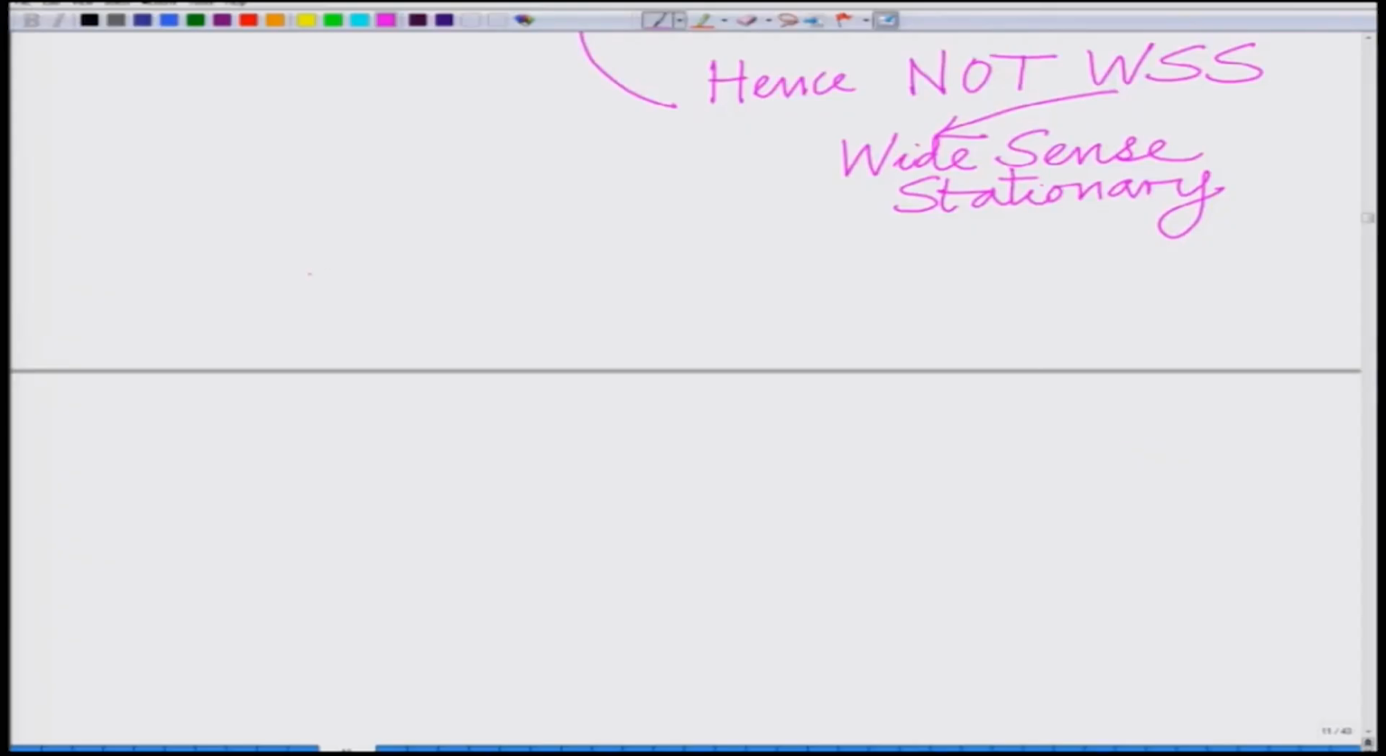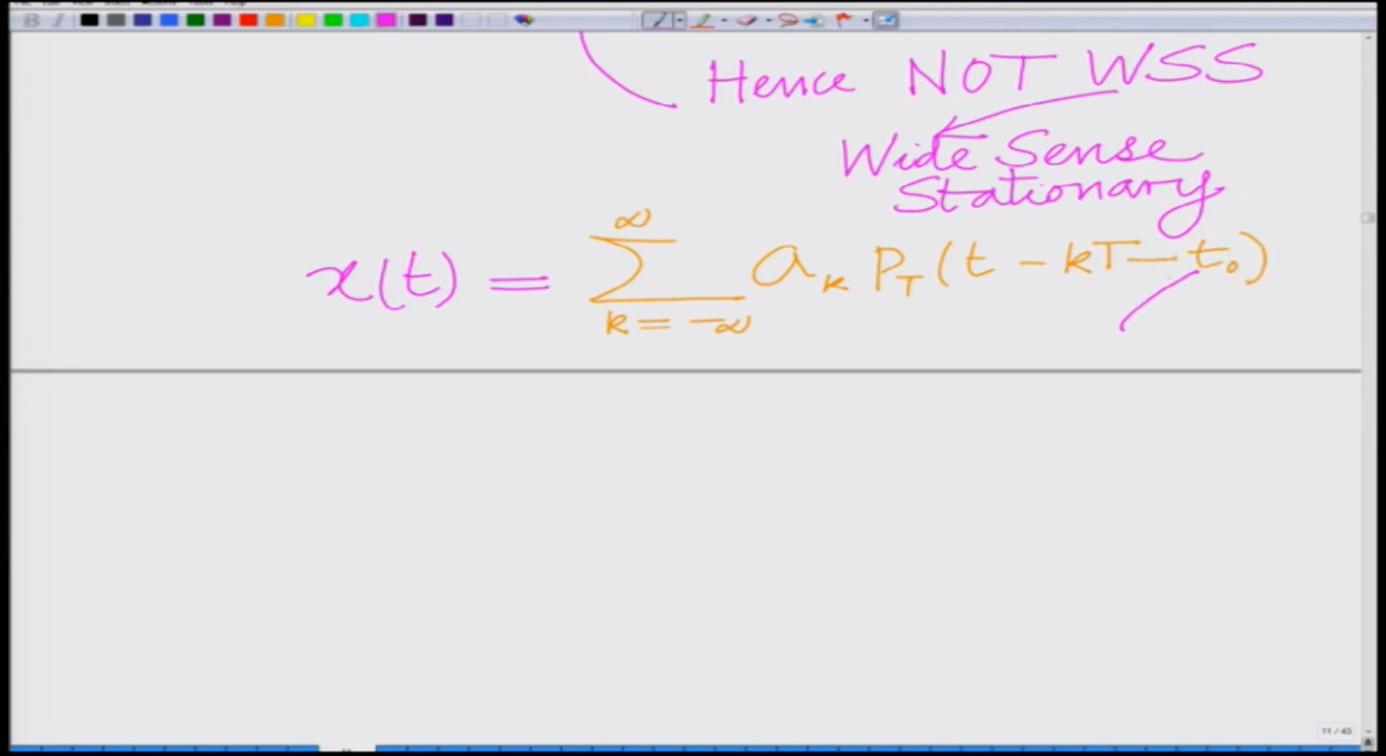Therefore, what I am going to do is take my signal x(t) and make a slight modification: summation k equal to minus infinity to infinity a_k p(t minus kT), where T is the same as before, but I am also going to introduce this tau naught, a random delay.